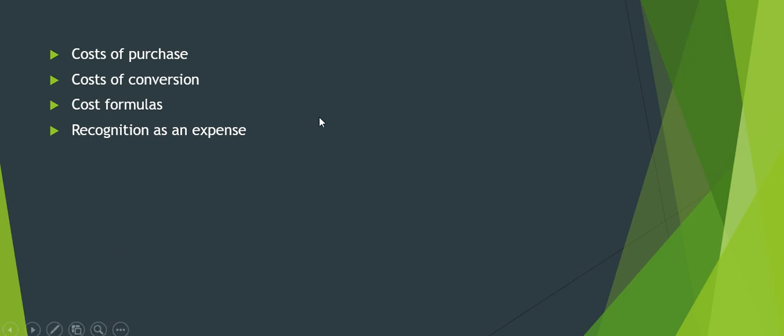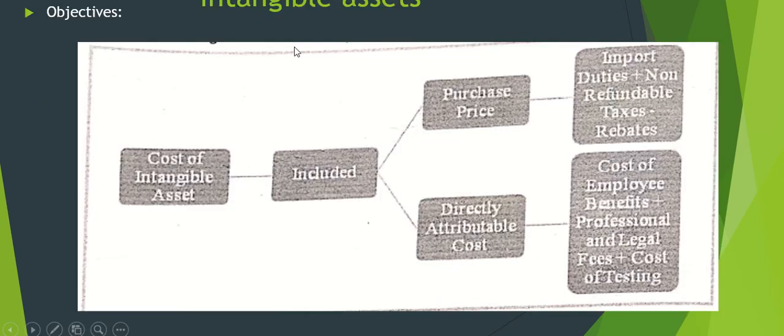So we're moving on to the next topic, which is intangible assets. So what is an intangible asset? An intangible asset is basically an asset that is not physical in nature. Goodwill, brand recognition, or intellectual property rights, all of these come under intangible assets.